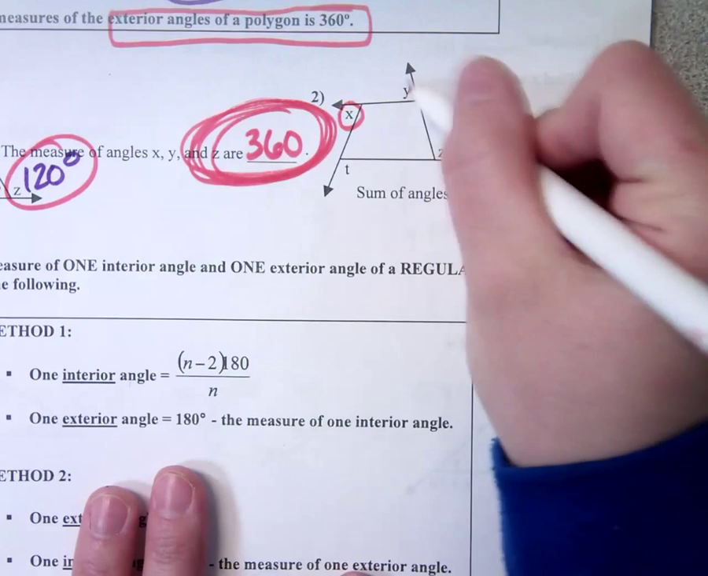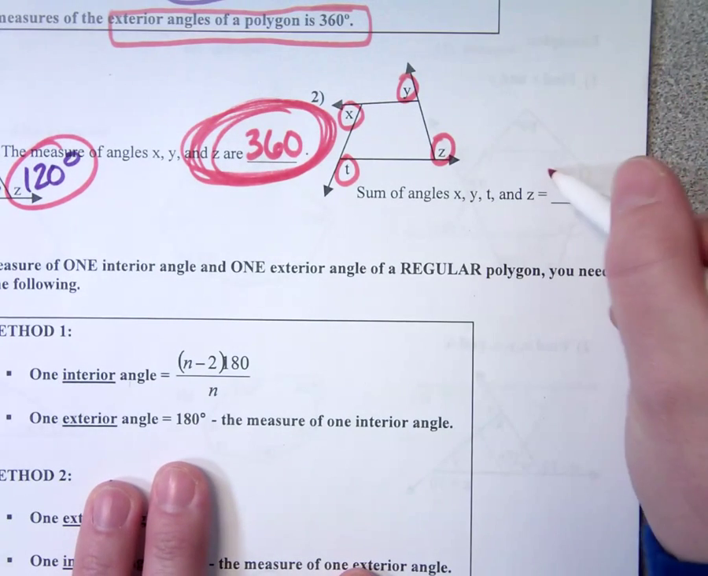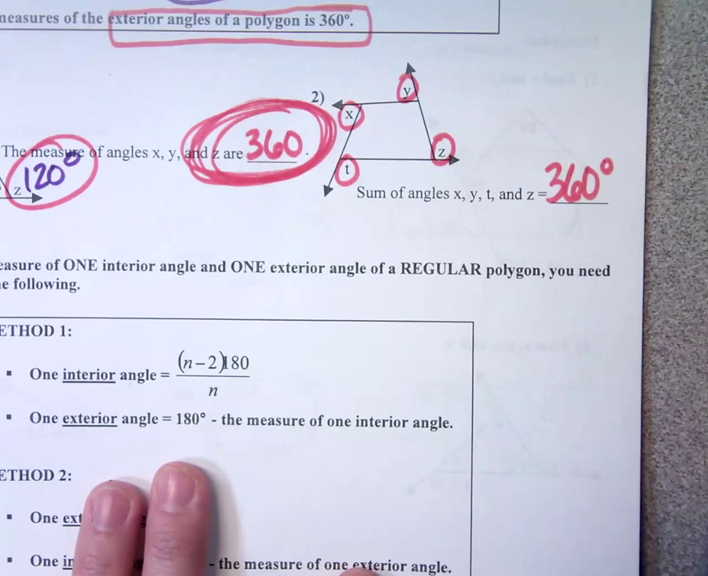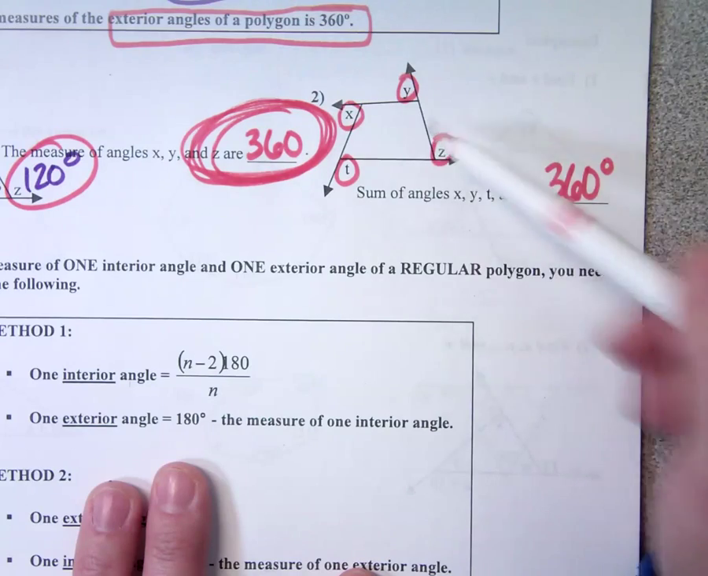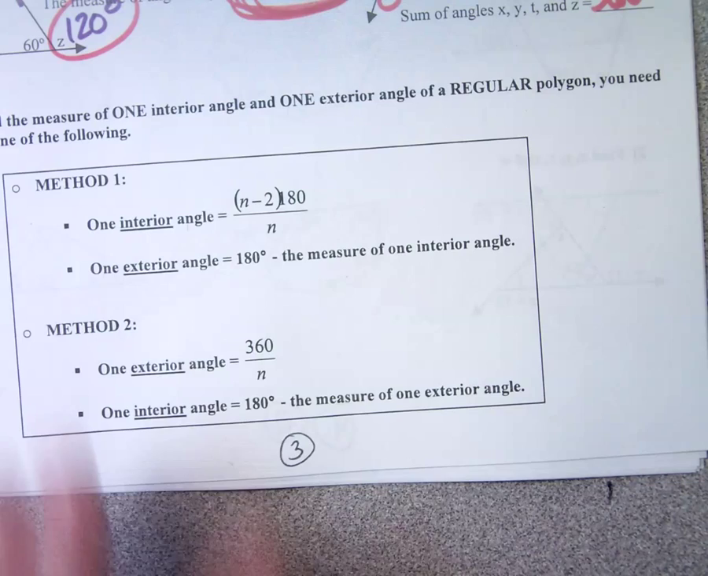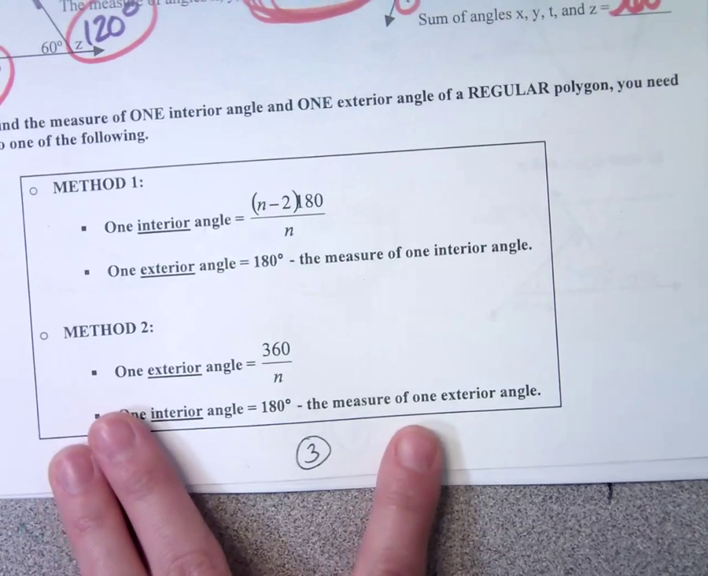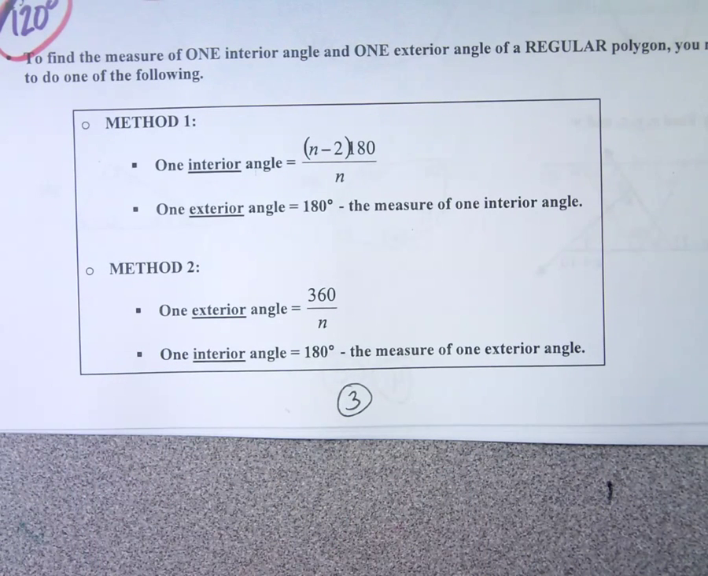So in picture number 2, what will X, Y, Z, and T add to be? 360. I don't even need to know anything else. These are exterior angles, and I know my exterior angles always add to be 360. Okay, this next box. I'm going to show you method 1, but method 2 is the one I prefer because I think it's easier, and I think you will too. Everybody looking?